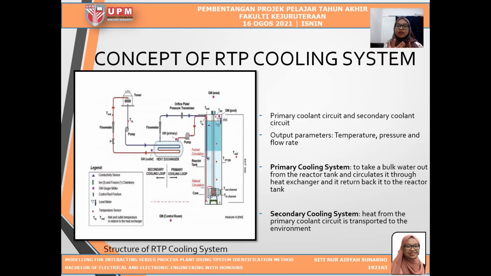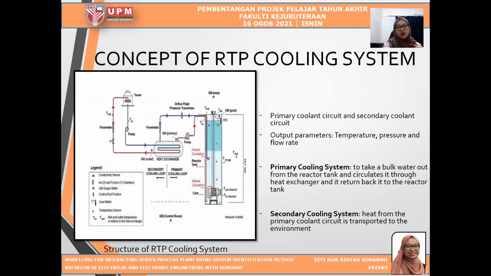So the concept of the RTP cooling system is that the primary coolant circuit and the secondary cooling circuit are the two coolant circuits that exist in the RTP cooling system. The output parameters are the temperature, pressure, and flow rate. The primary cooling system takes water out from the reactor tank and circulates it through the heat exchanger and returns it back into the reactor tank. While the secondary cooling system is where the heat from the primary coolant circuit is transported to the environment.